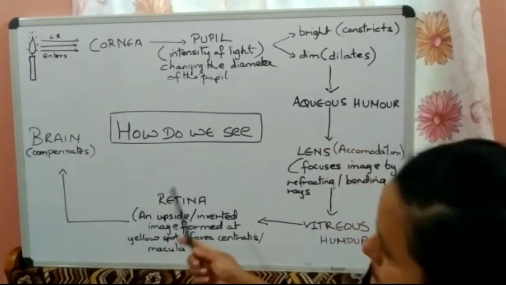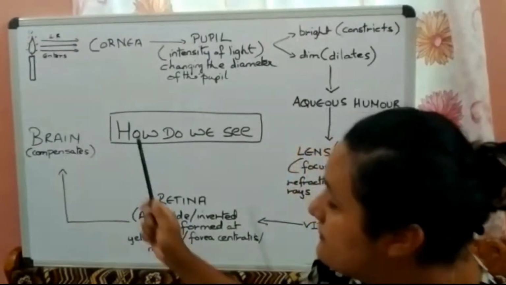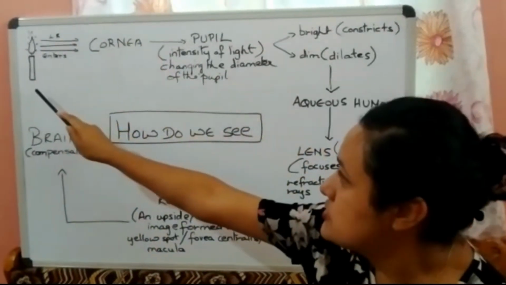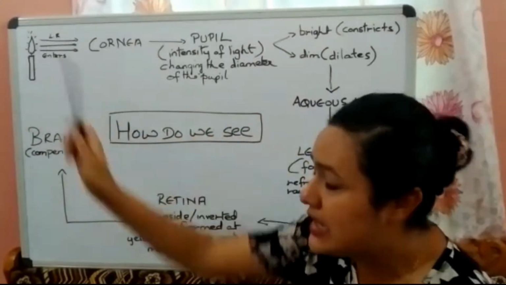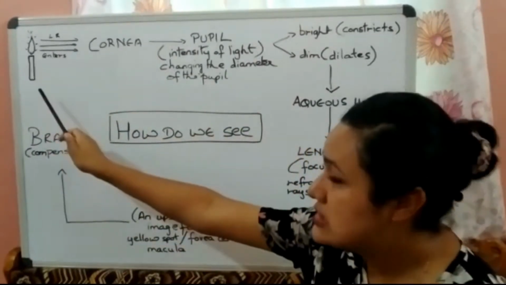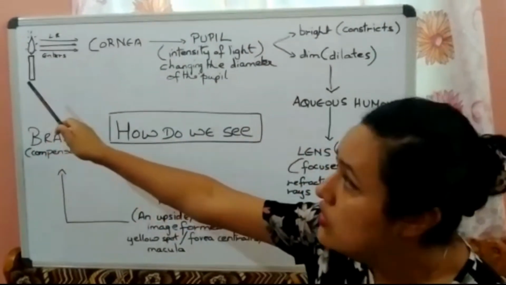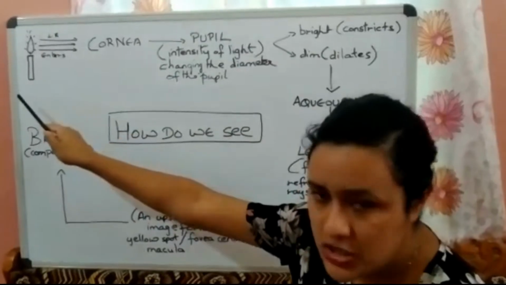All right, now please refer to this and listen to me carefully. Here you can see the structure I have drawn. Here is a candle. That is an object. The object here is a burning candle. Now, when you see this object, what happens?